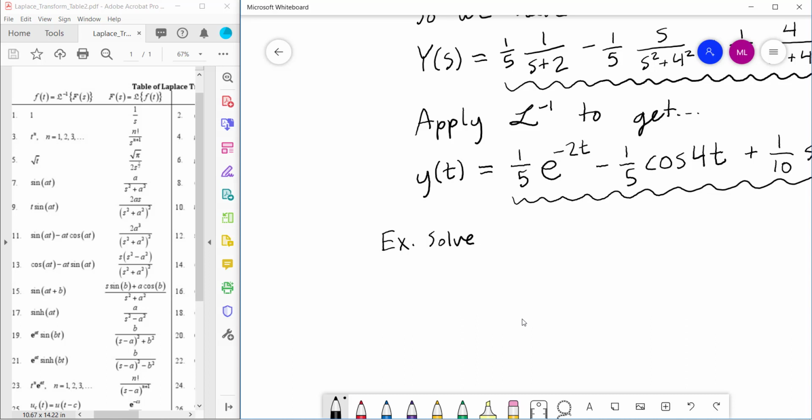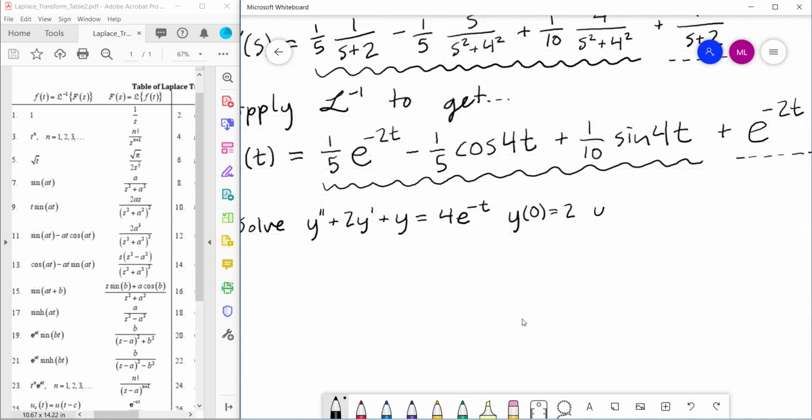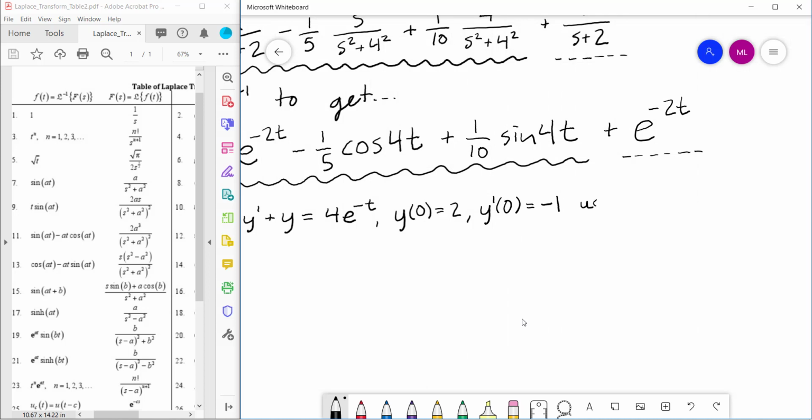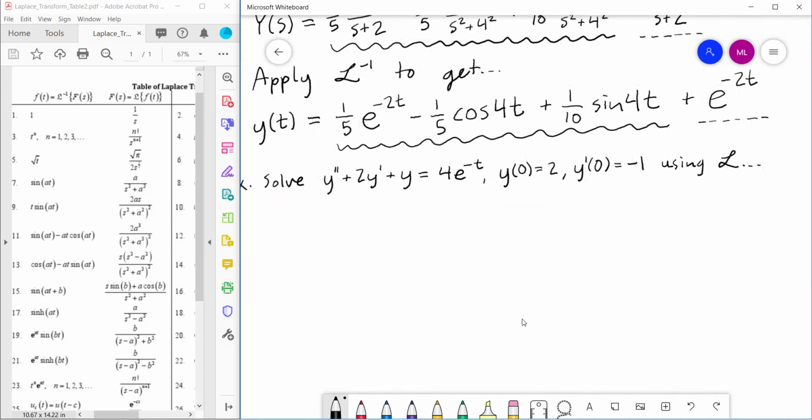So I want to, again, solve a differential equation. This one's going to be y double prime plus 2y prime plus y equals 4e to the negative t, with the initial conditions y of 0 equals 2, and y prime of 0 equals negative 1. And I want to solve using the Laplace transforms. Okay, so that's going to be our first step.